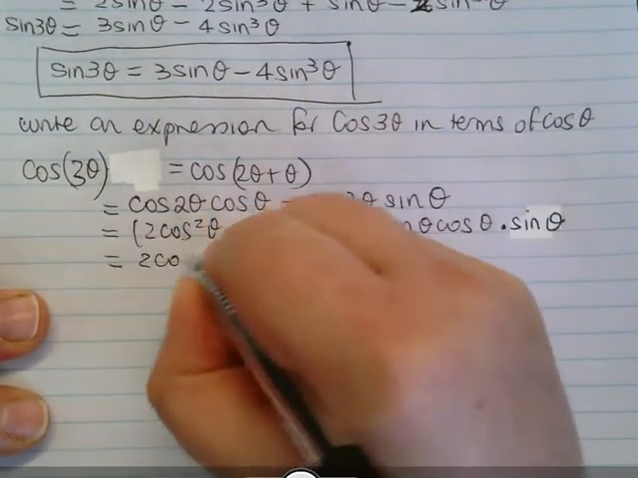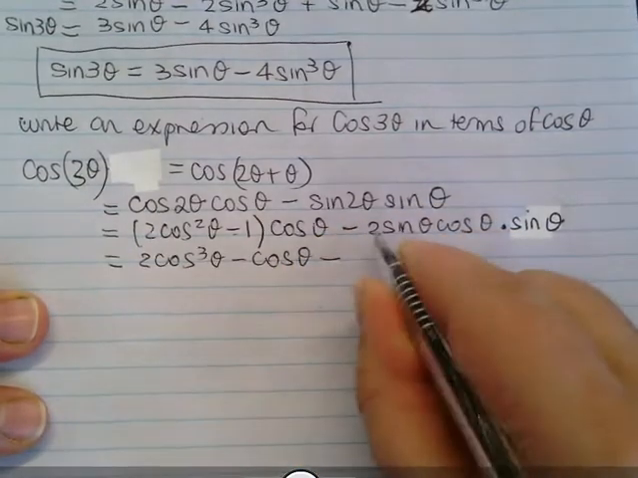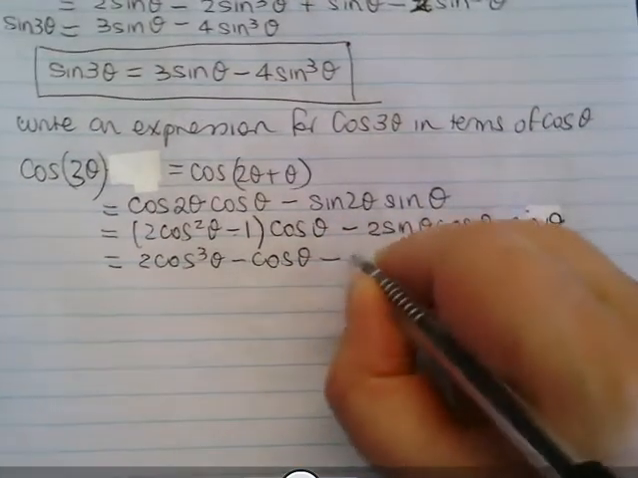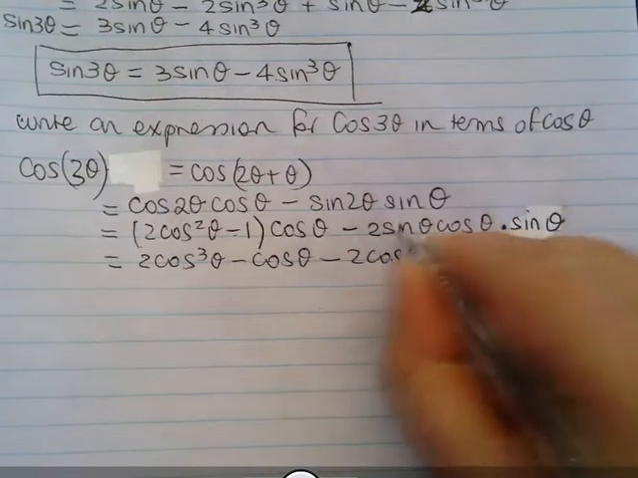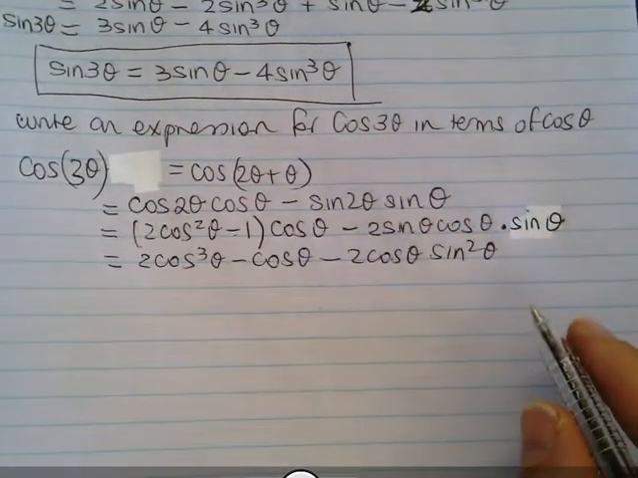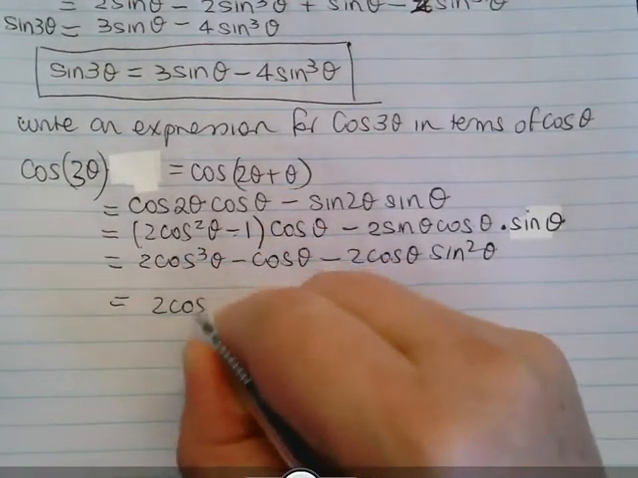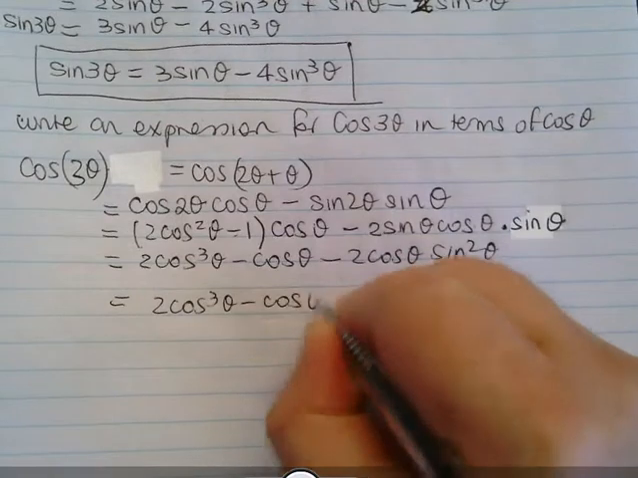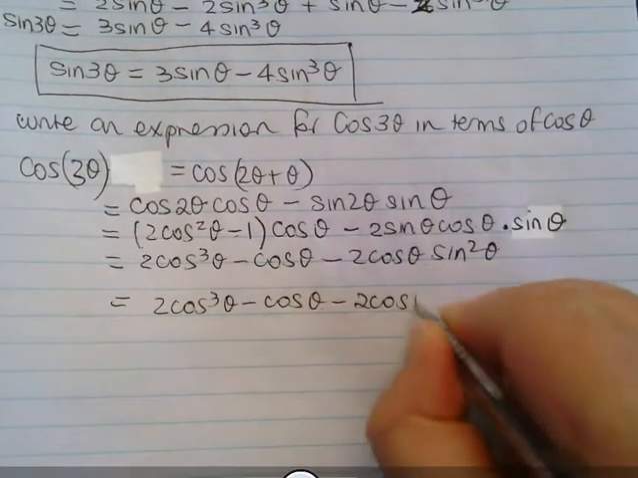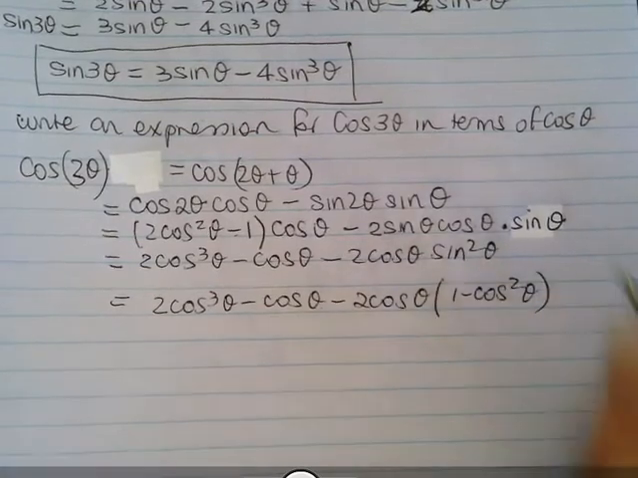So let's expand this. We've got 2 cos cubed theta minus cos theta minus, I'm going to go 2 cos theta times sine squared theta. Now I could have just written that sine squared theta as 1 minus cos squared straight away if I wanted, which is 2 cos cubed theta minus cos theta minus 2 cos theta times, we know that sine squared theta is 1 minus cos squared theta.